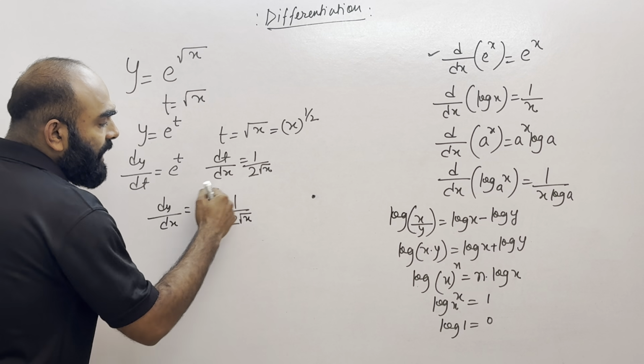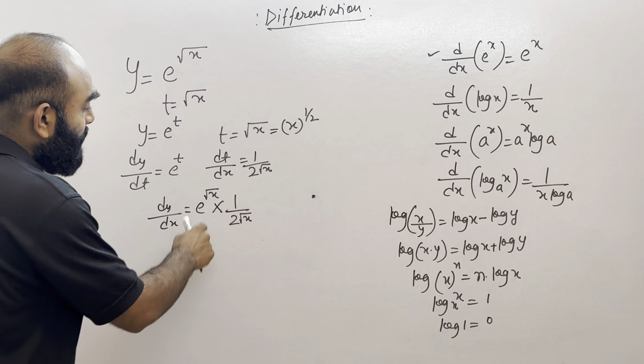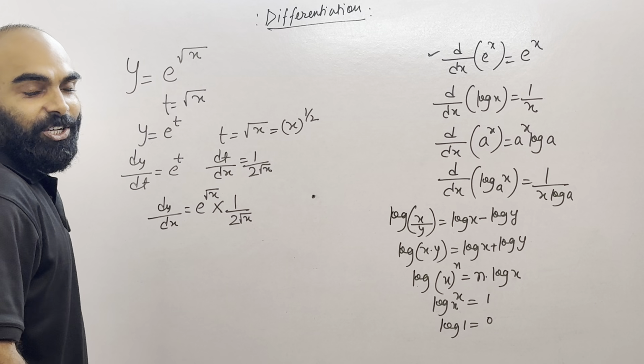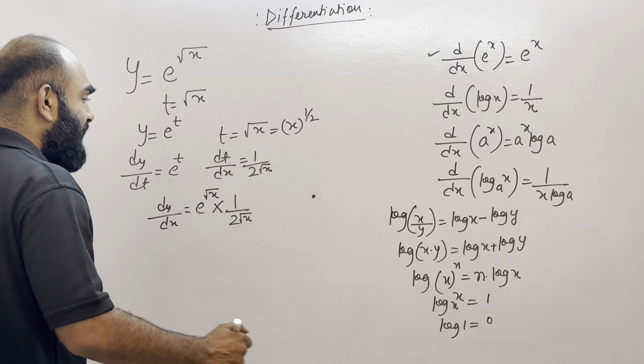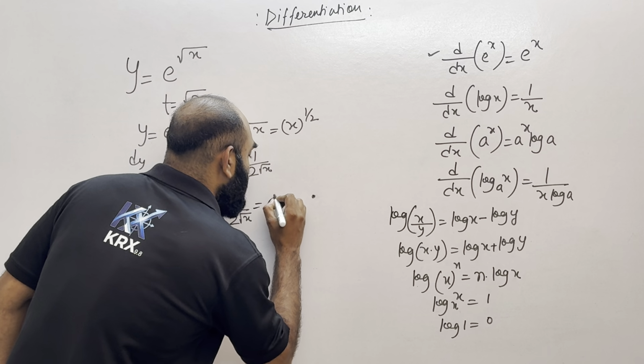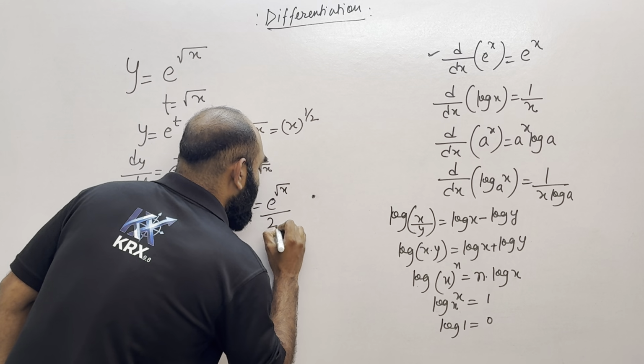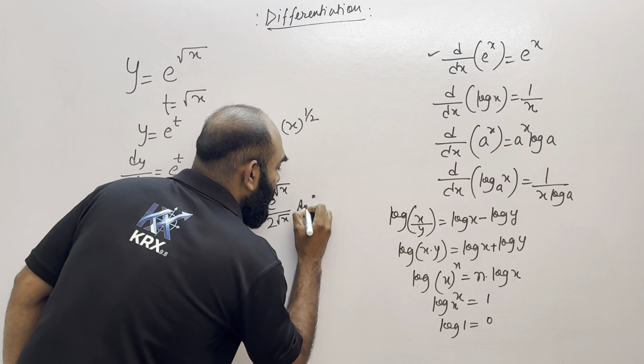Can we cancel this root x, root x? No, no, no. This is an exponential function. You can't cancel this one. Correct? Correct, sir. So finally we have e to the power root x divided by 2 root x, and this is your final answer.